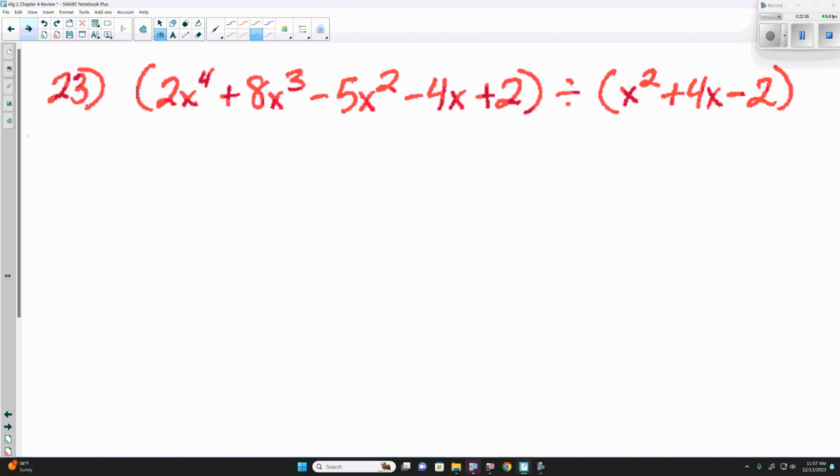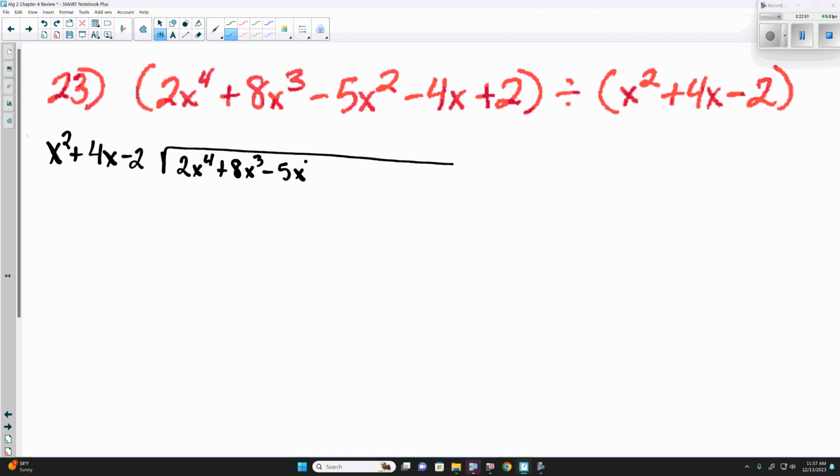Let's look at 23. 23 can be done in one of two ways. The first main way, we'll do this one by long division. So we have this here. So we're going to do this one by long division. We'll do 24 by synthetic. Just 23 and 24 can be done either way. Some find it a little bit easier to do this with long division than synthetic division.